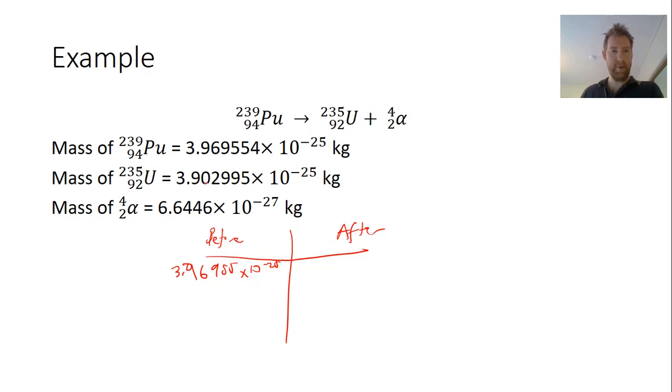And my afterwards, I'm going to add both of these together. So I'm going to get my calculator. 3.902995 e to the minus 25, that means by 10 to the minus 25. I'm going to add 6.6446 e to the minus 27. That's an even smaller number. The alpha particle is lighter than the other stuff. And that gives me 3.96941.